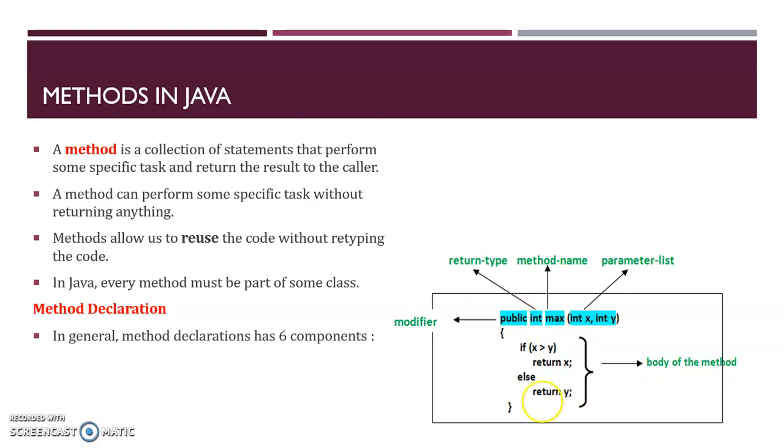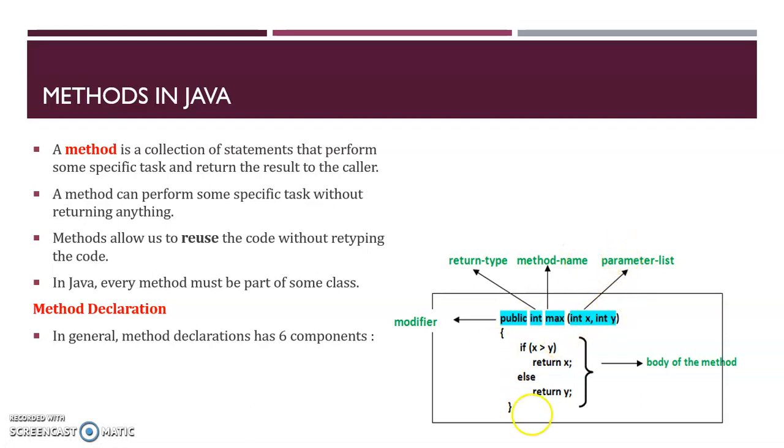Then what is this return type? The function is going to perform some action, and if it is returning a particular value, what is the type of that value? That is the return type. Then method name. Method name means what? A user defined name that is used for calling that particular function. So that method name should be meaningful. You have to give it very clearly.